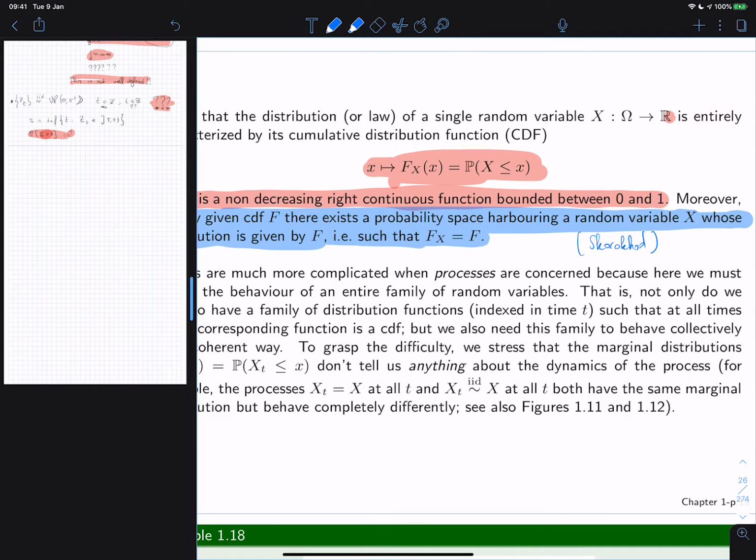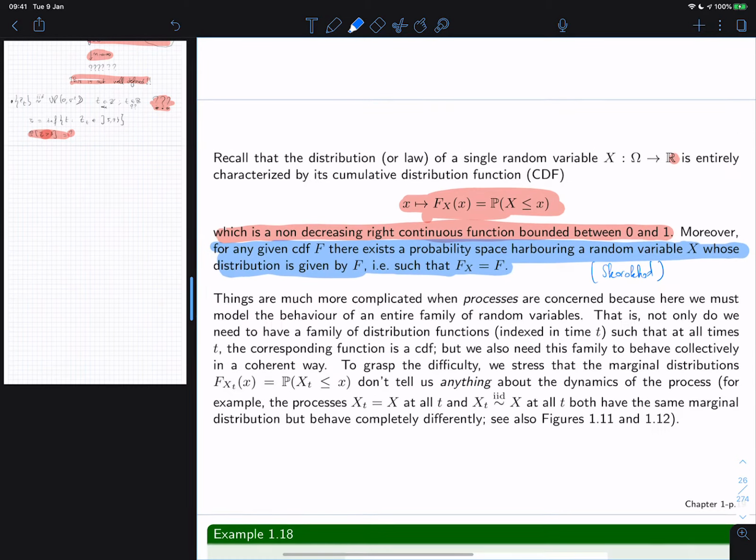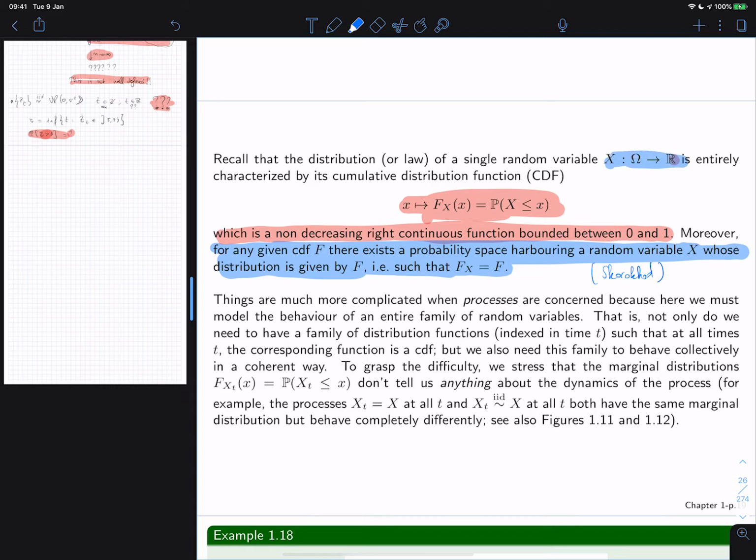it's a different story. So what does it tell you? It tells you that in order to understand univariate probability distributions, what you need to understand is non-decreasing right continuous functions bounded between 0 and 1. That's it. If you have a random variable, you have one of those functions, and if you have one of those functions, you have random variables. The fact that, given a CDF F, there exists a probability space harboring a random variable whose distribution is given by F, is actually quite fascinating.